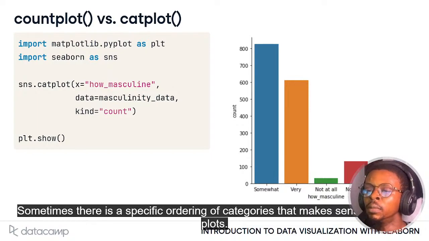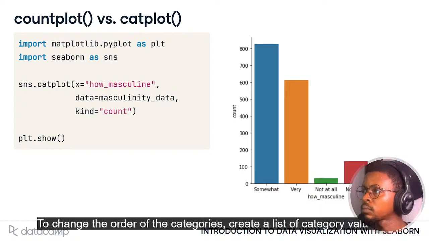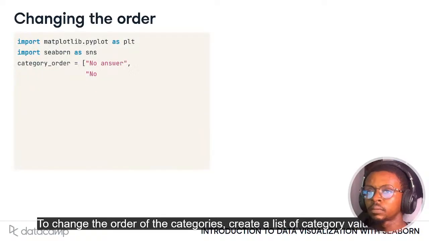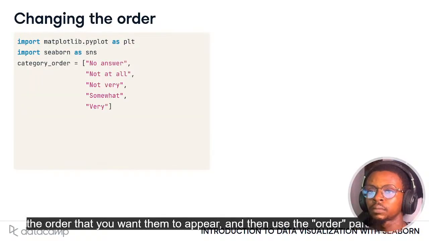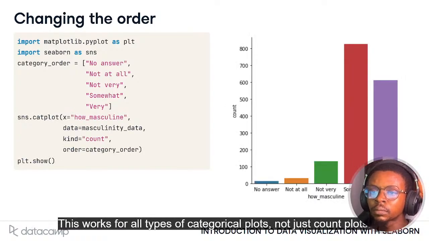Sometimes there is a specific ordering of categories that makes sense for these plots. In this case, it makes more sense for the categories to be in order from not masculine to very masculine. To change the order of the categories, create a list of category values in the order that you want them to appear, and then use the order parameter. This works for all types of categorical plots, not just count plots.